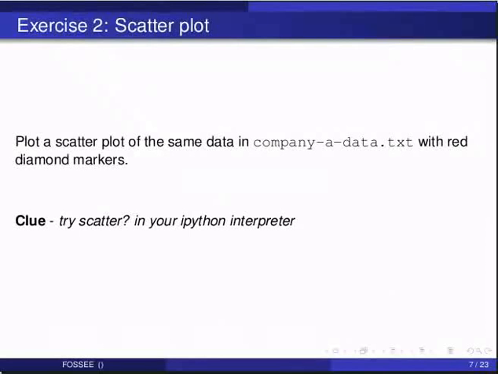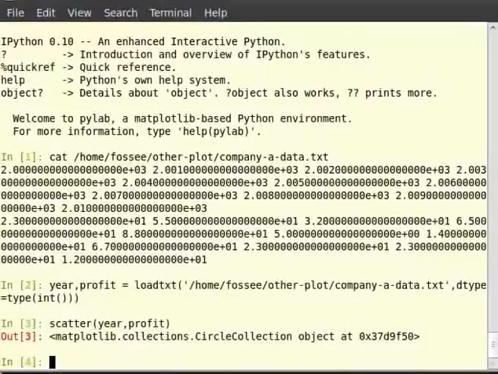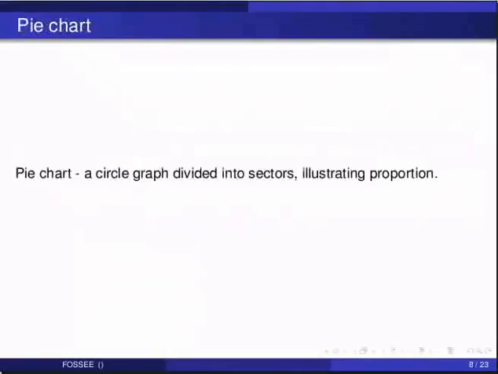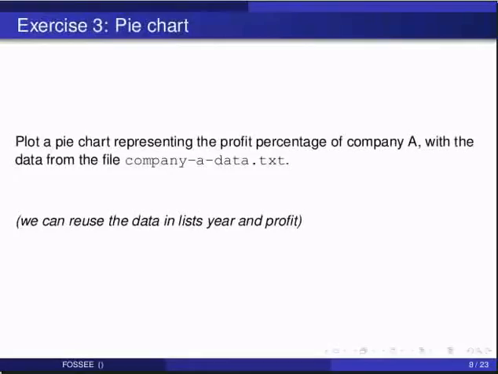Now let us see another kind of plot. The pie chart for the same data. A pie chart or a circle graph is a circular chart divided into sectors illustrating proportion. So plot a pie chart representing the profit percentage of a company A with the same data from file company-a-data.txt.